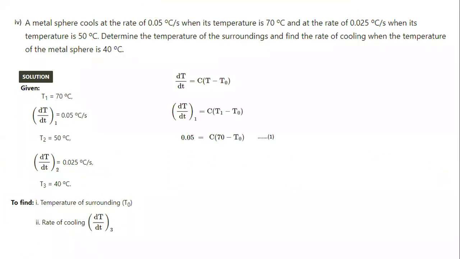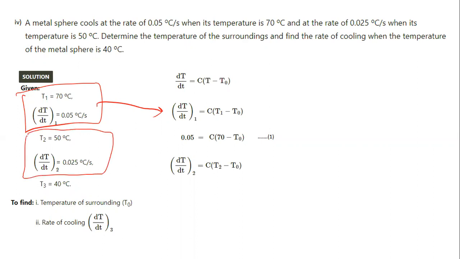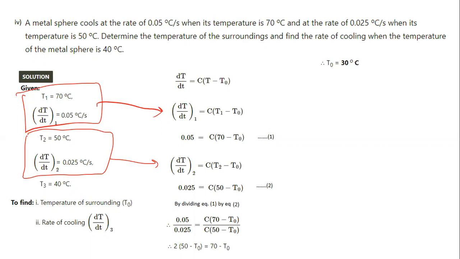So this is the first one. For the first case, we have written this. We get equation number 1. For the second case, we have written this. After substituting, we get the second equation. Now, by using 1 and 2, we can find out T0, dividing equation 1 by 2. So we get T0 is equal to 30 degrees Celsius.